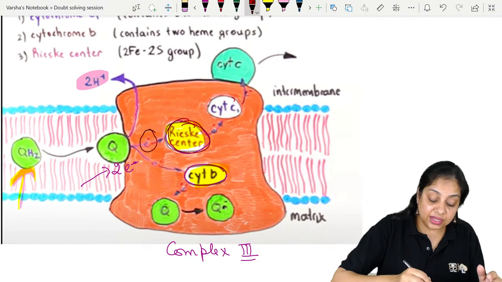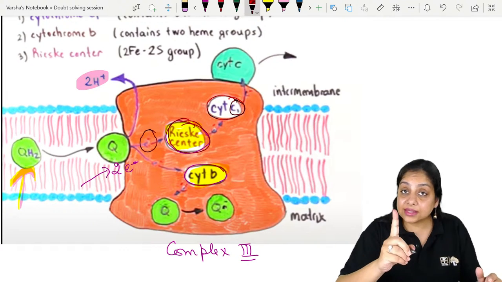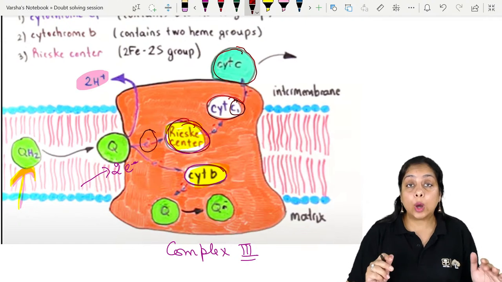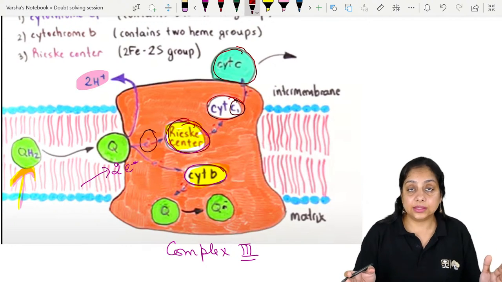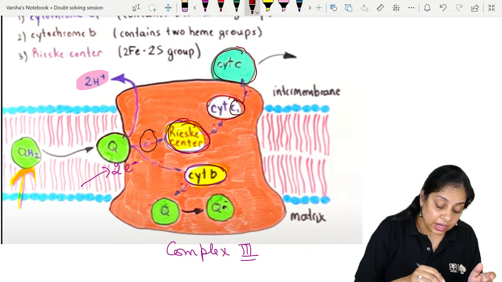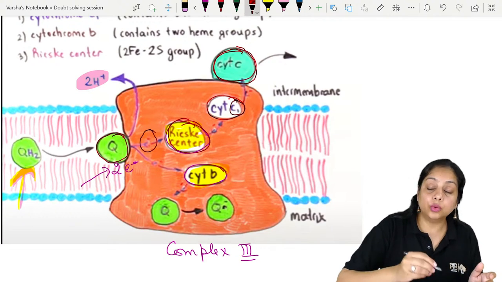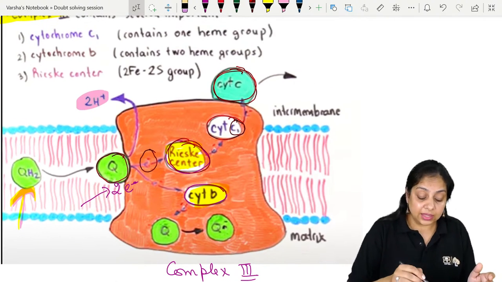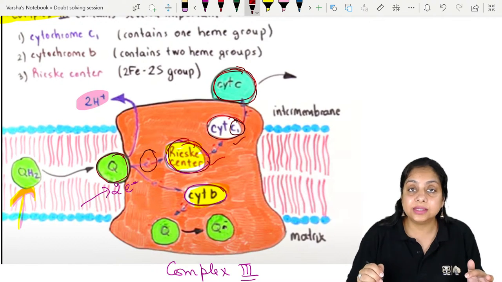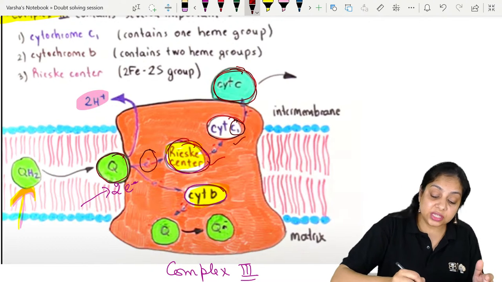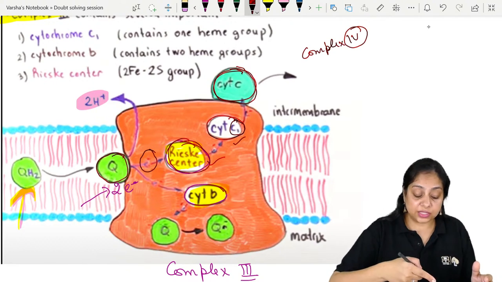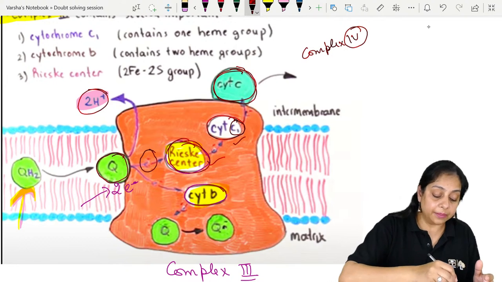Rieske center will transfer this electron to cytochrome C1. Mind this, this is cytochrome C1, which is going to finally transfer the electron to cytochrome C. These cytochromes are all iron containing proteins, we know that. So the main goal of complex 3 is that Q is transferring the electrons to cytochrome C, and in between the Rieske center and cytochrome C1 are involved. But the final acceptor is cytochrome C, which is going to take it to complex 4. Good. So one electron is transported from Q to cytochrome C, and two protons are released.